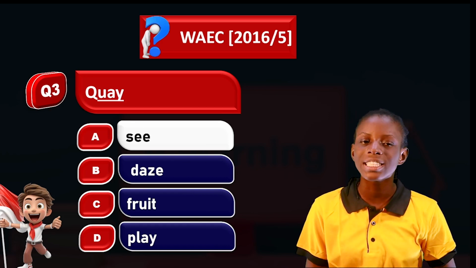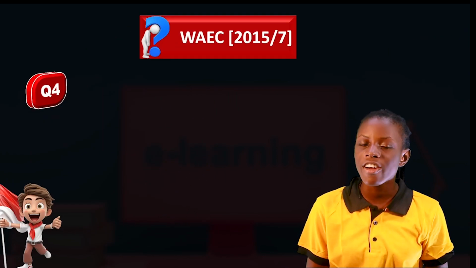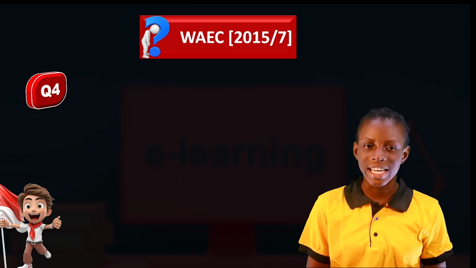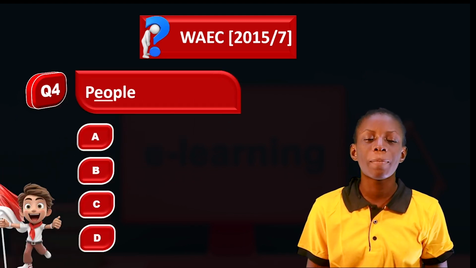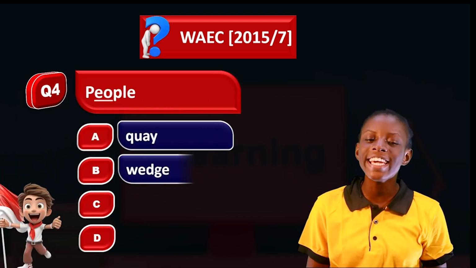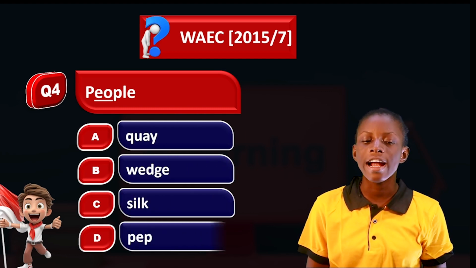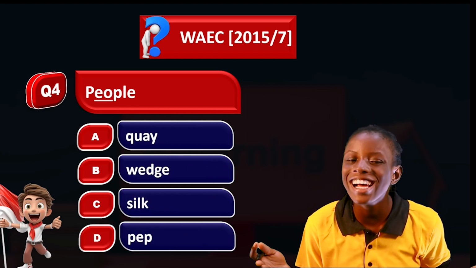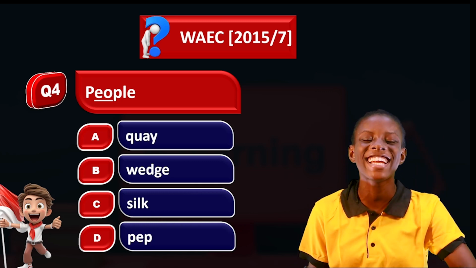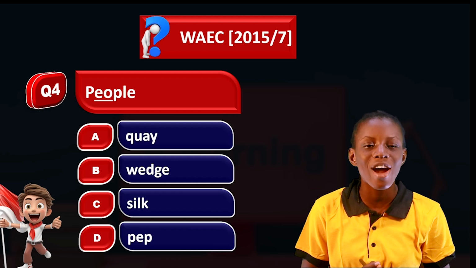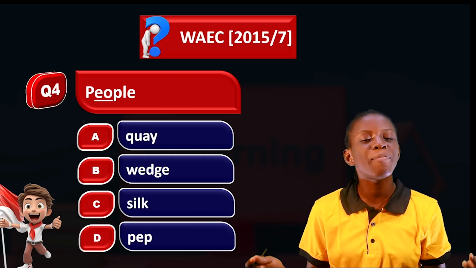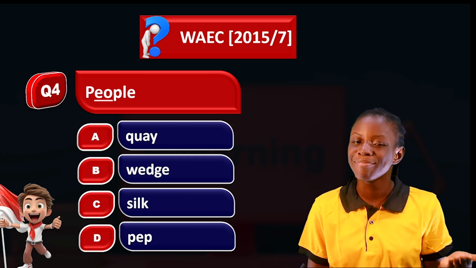We have our next question, in the year, question 7. Well, I can ask this lovely question. We have our given word to be people. And the options are key, wet, silk, and pep. Should we stress ourselves at this point? No, our answer is evidently staring at us, right? So what is your answer?